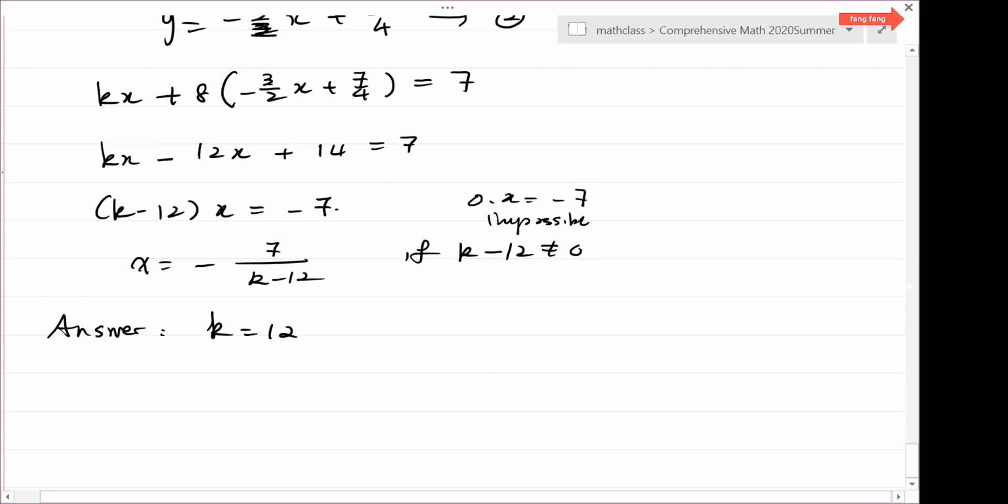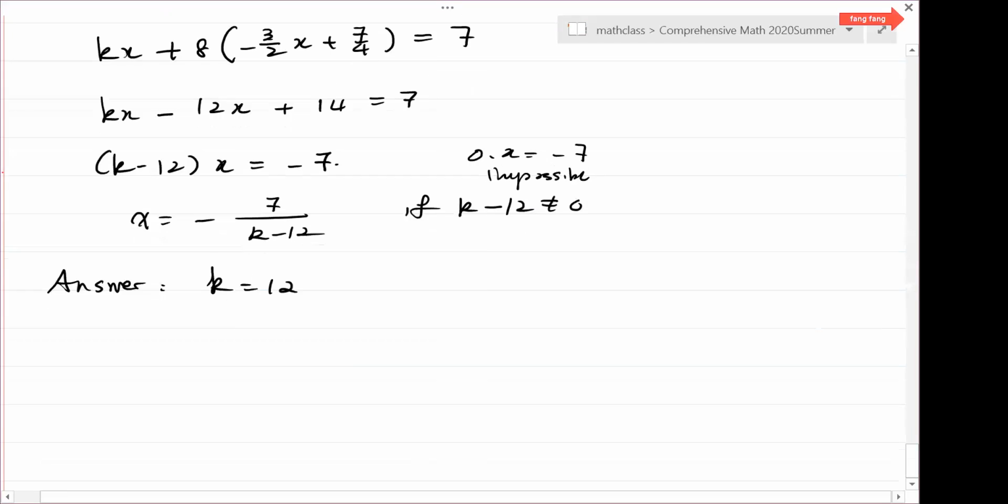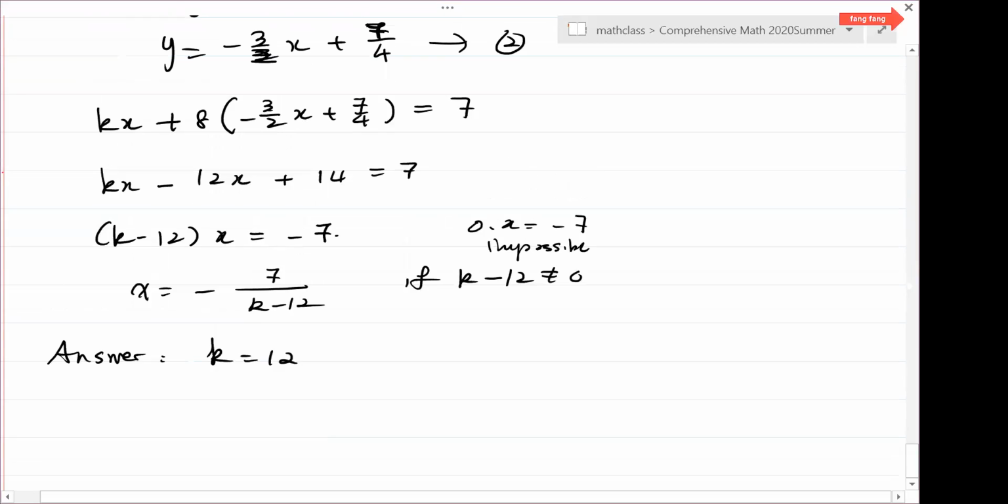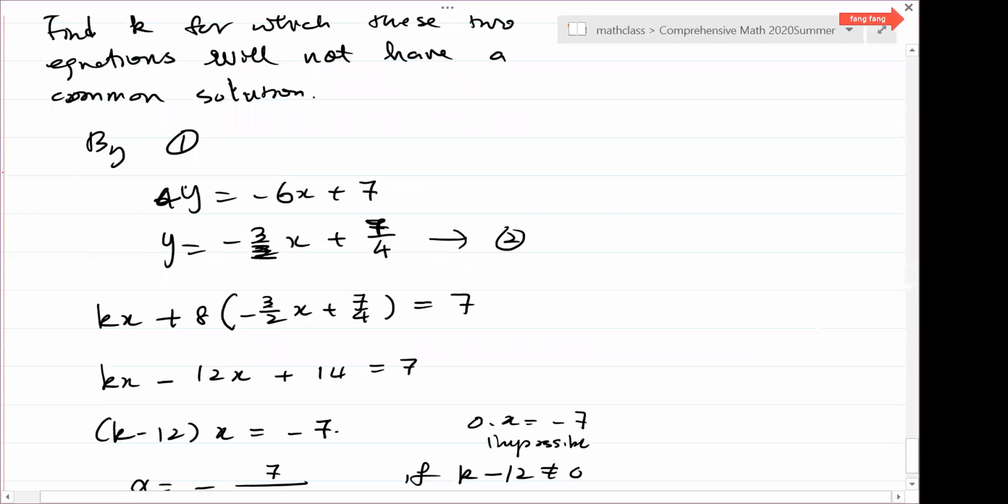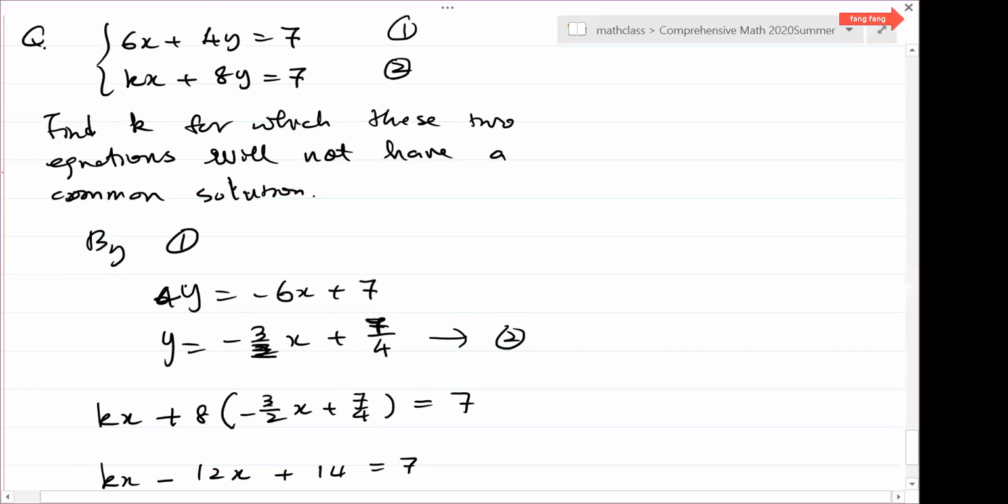So you just pretend that there is a solution and try to solve it. At the end, you will see for what value of k there is no solution. That's a standard method.